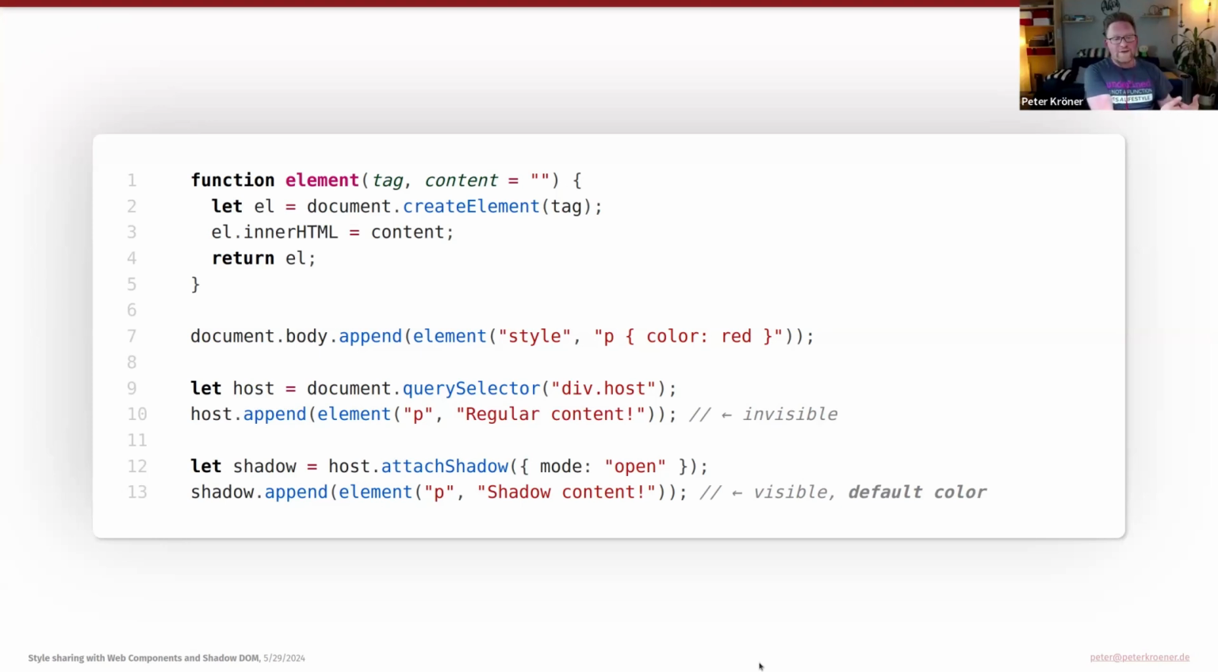The text regular content that's part of the light DOM would appear as red text if it was visible, but it's not, because the host element also hosts a shadow tree.